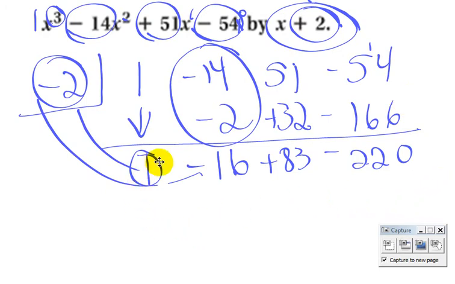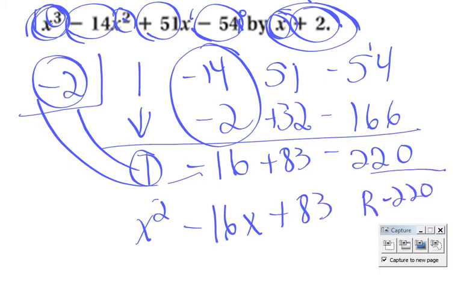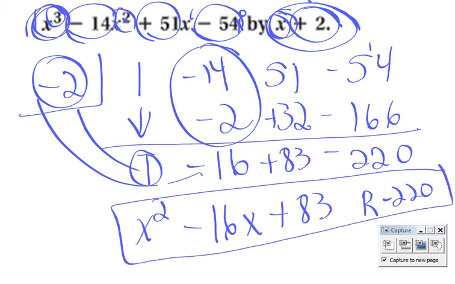Okay, so now that is almost the last step. Now we have to put it all back into an answer. So we know we're dividing by an x. We're dividing x cubed by an x, so we know it's going to begin with an x squared. So this becomes our x squared. So we've got 1x squared minus 16x plus 83 with the remainder of negative 220. And that's synthetic division.